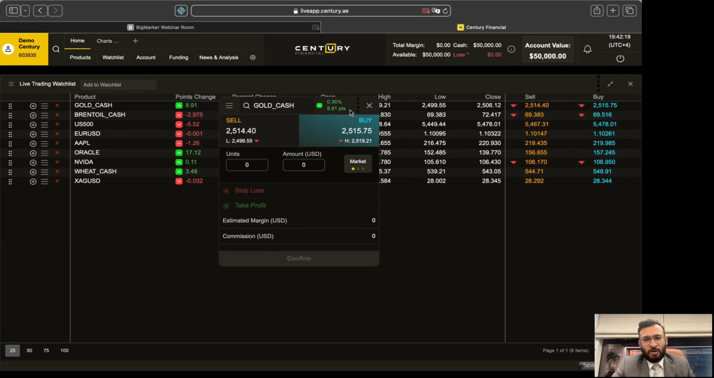So now we understand how it is priced. Gold is priced dollar per ounce. 1 ounce is 31 grams. So when you write in units, 1 unit means 1 ounce of gold, which is equal to $2,515.